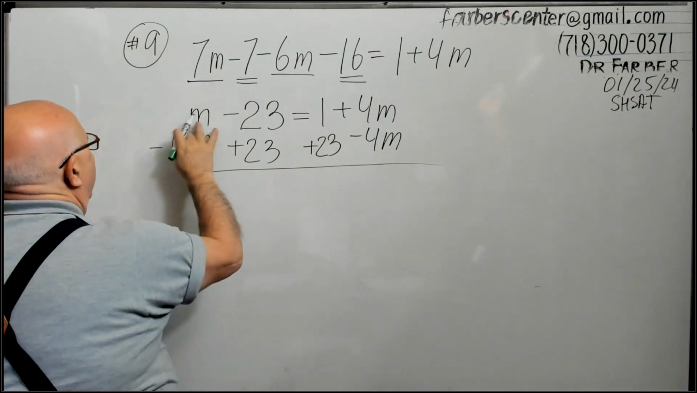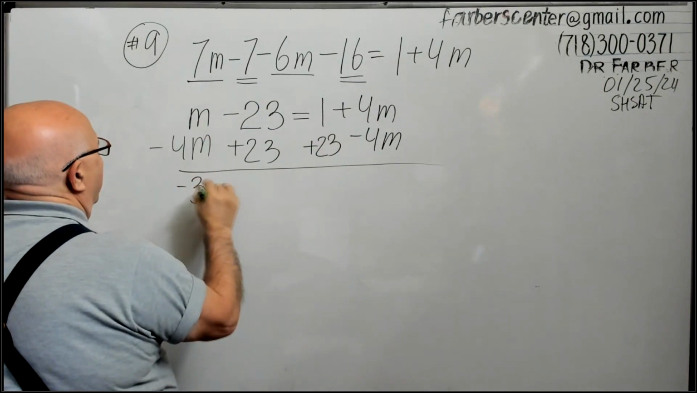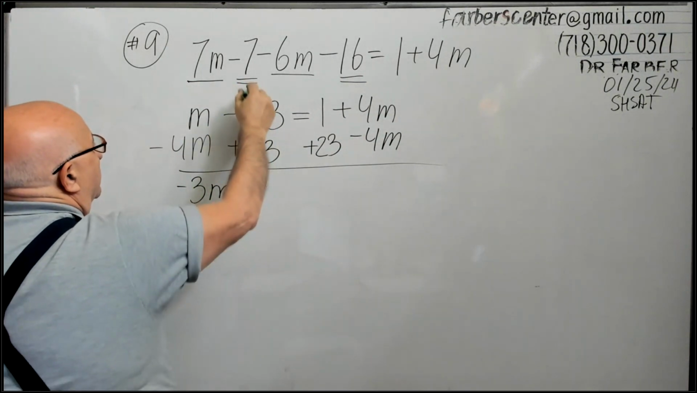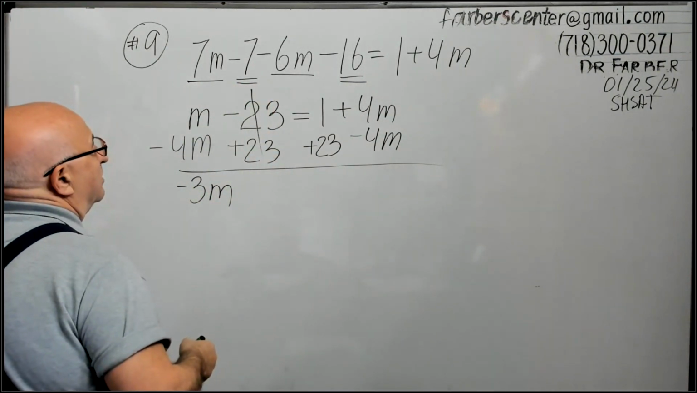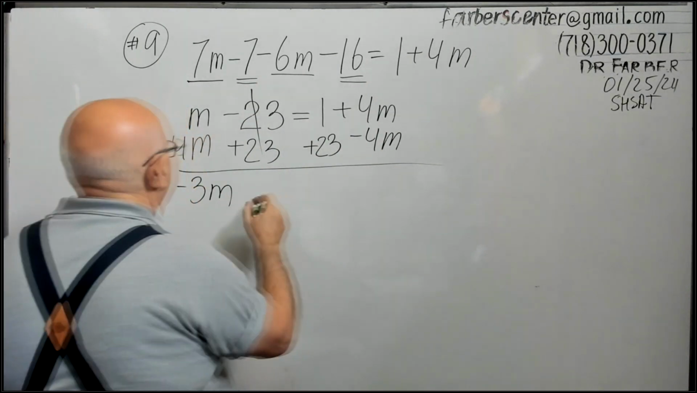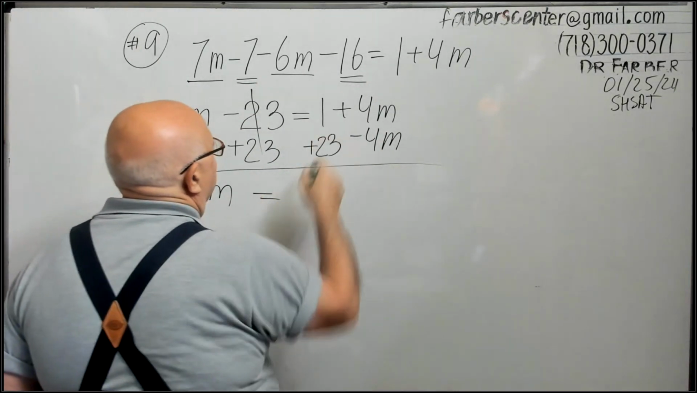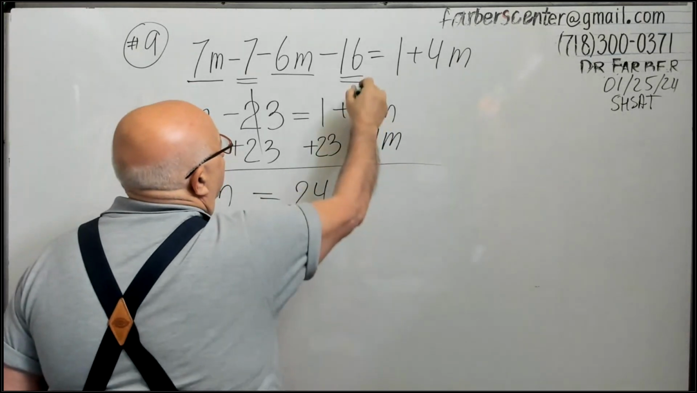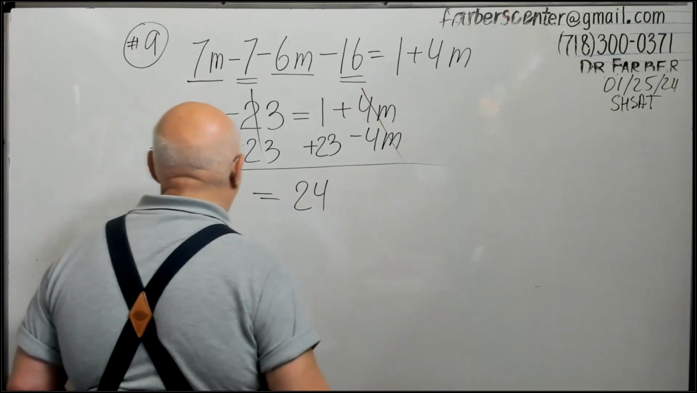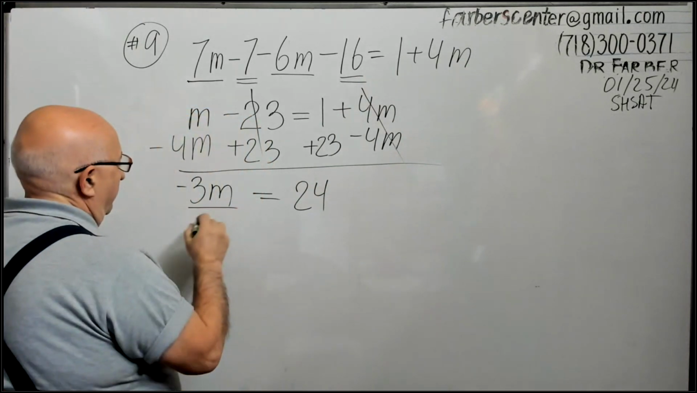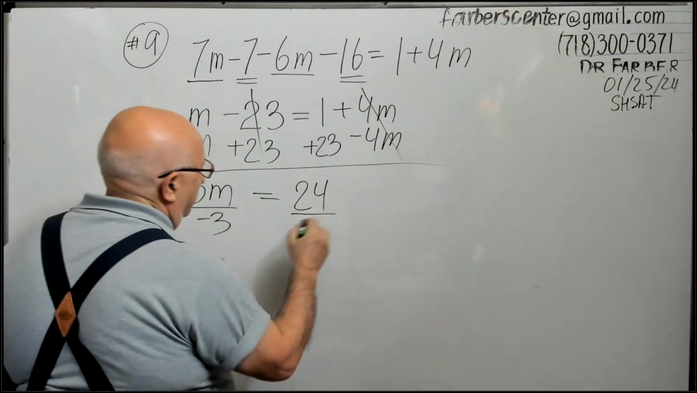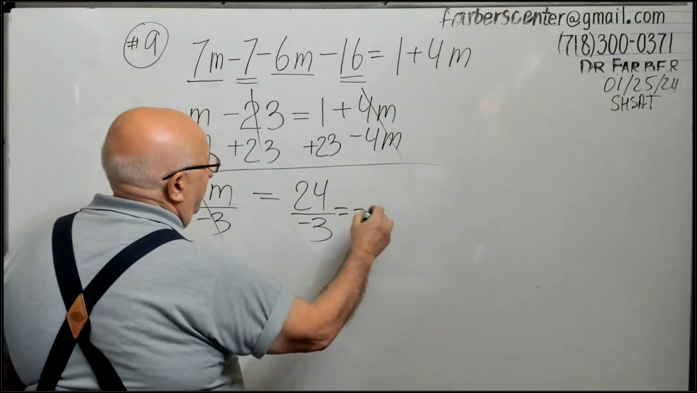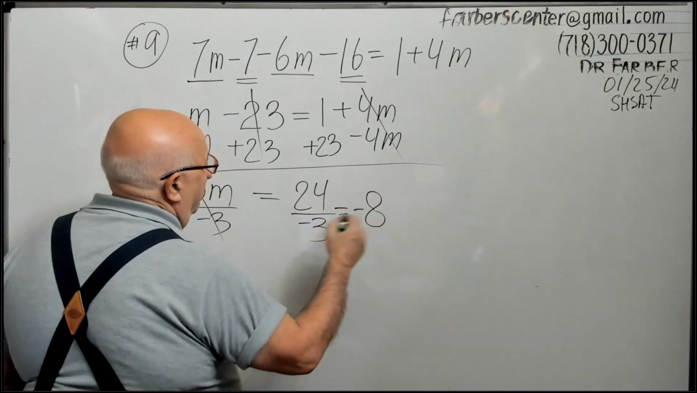M minus 4m is negative 3m. Negative 23 plus 23, cancel out. 1 plus 23 is 24. 4m minus 4m, cancel out. Divide by negative 3 both parts. m equals negative 8. Positive divided by negative is negative.